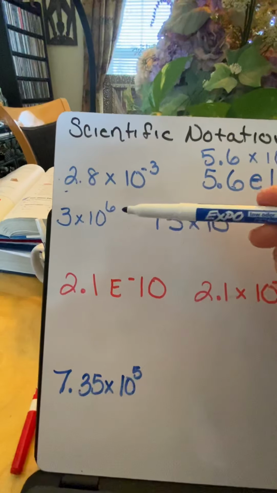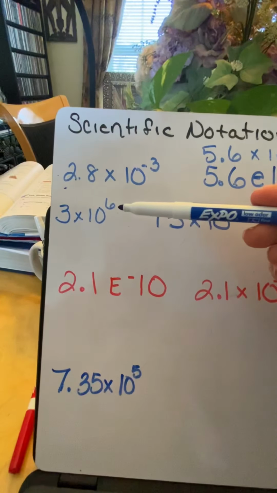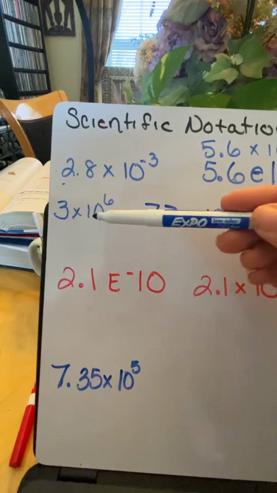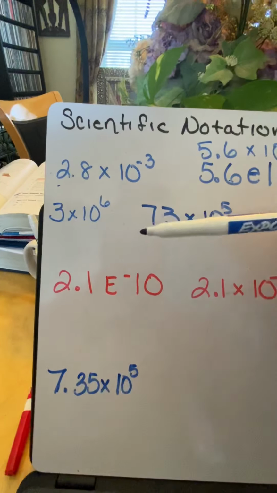Third one, we have a positive exponent. So I know I'm going to make the number larger. I'm going to move the decimal to the right 6 times, meaning I'm going to add 6 zeros. Okay, we'll go over that in a second.